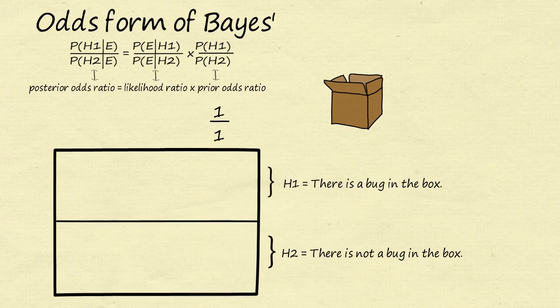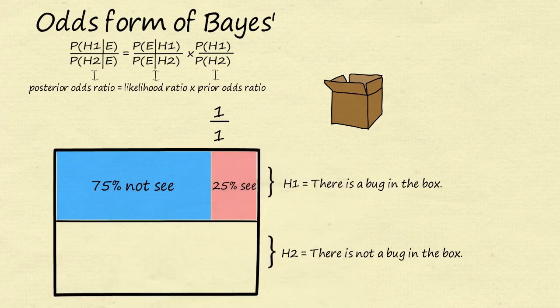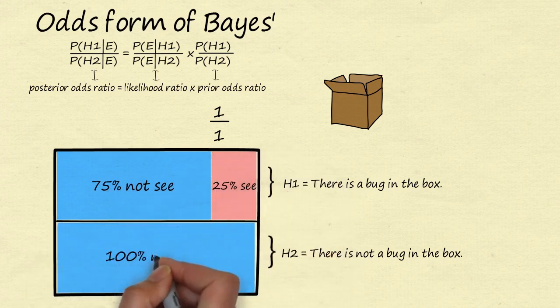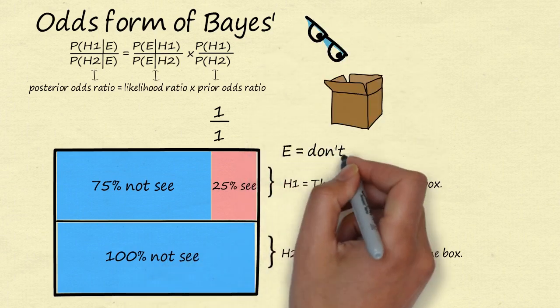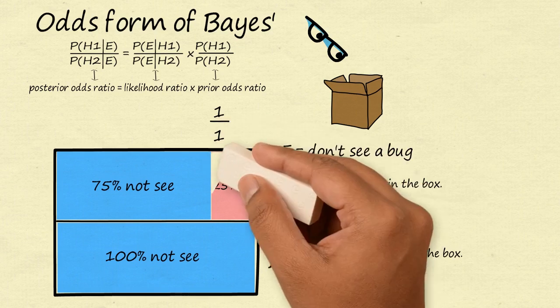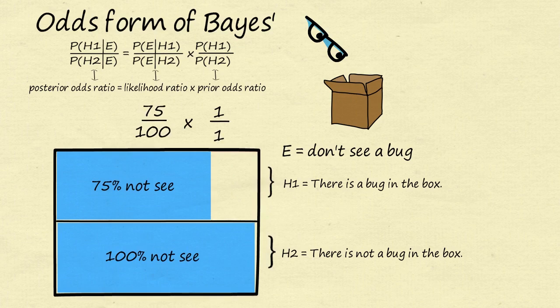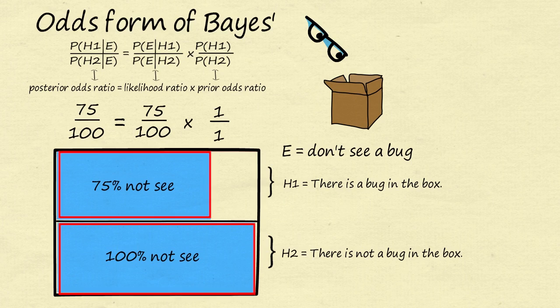If there is a bug in the box, there is a 75% chance that it is too small to be seen. If there is no bug in the box, there is no chance to see a bug. We look in the box, and the new evidence is that we don't see a bug. When the new evidence comes in, erase the other parts. In this case it's the red area. Our likelihood ratio is 75 to 100. Our posterior odds ratio is 75 to 100, or 3 to 4. The posterior odds ratio can be seen visually as the ratio of the areas of the two blue rectangles.